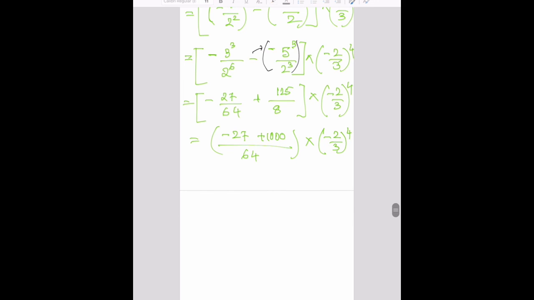We go to the next page. So below is 64. 1000 minus 27. You can do it in rough if you can't do it. 1000 minus 27 is 973. Now don't be scared with this number 973.